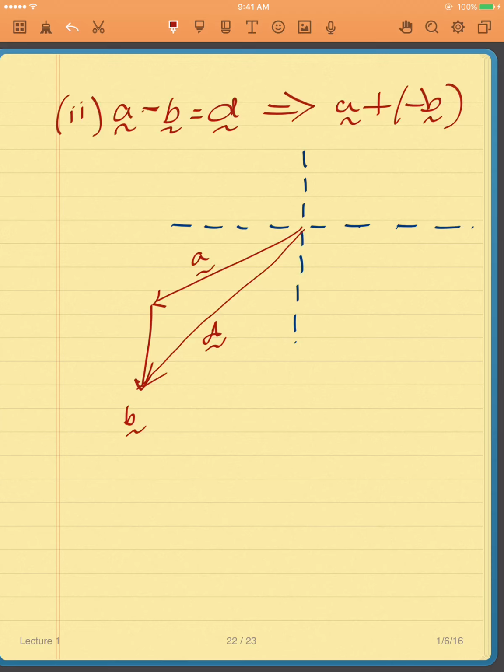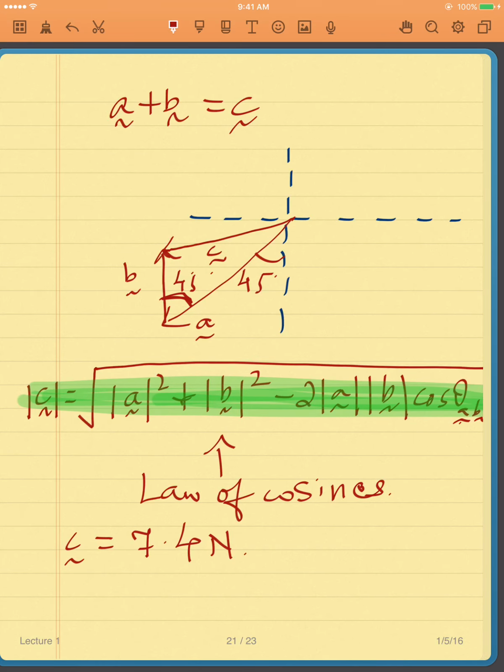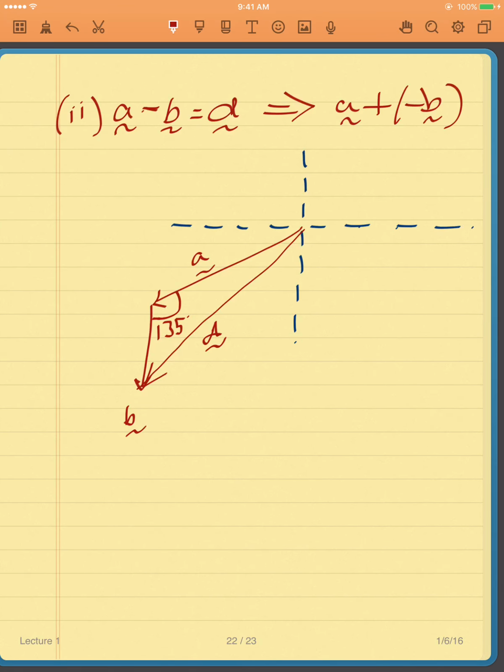Now we know that the angle that this makes is 135 degrees, right? Yeah, it makes 135 degrees. So now, using the law of cosines, we can find what the magnitude of D is, just like we did on the previous page. So the magnitude of D is equal to 13.98 newtons if you go through the same steps as we did in the previous case.